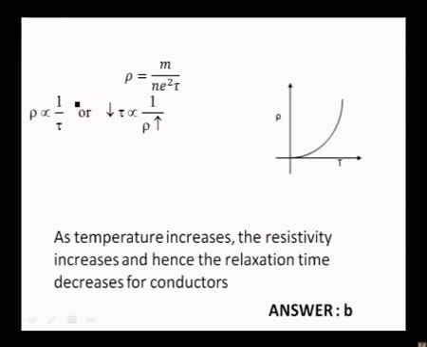That is we have a relation. This is resistivity which is equal to m divided by n e square tau. This resistivity and the relaxation time are inversely related. We have a graph, resistivity versus temperature. For conductors, it increases with increase in temperature. Okay. Here relaxation time and resistivity are inversely related.